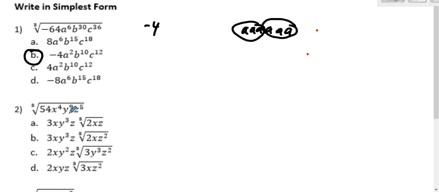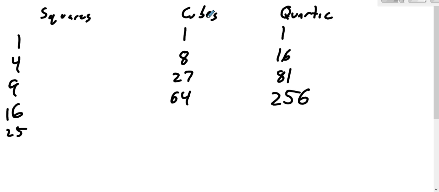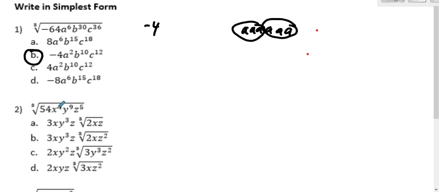Number 2, that's a cube root of 54. 54 is not one of our cubes, but 27 is. And 54 is 27 times 2. So we can do the cube root of 27. You get a 3. The cube root of 2, we can't do that, so that just stays. There's going to be a 2 on the inside, not a 3 on the inside, so it's not these.